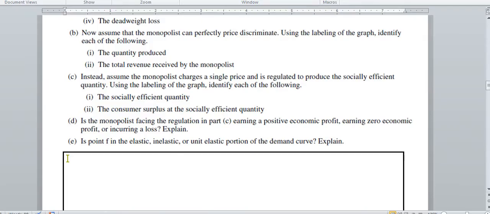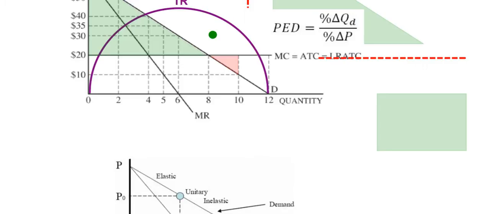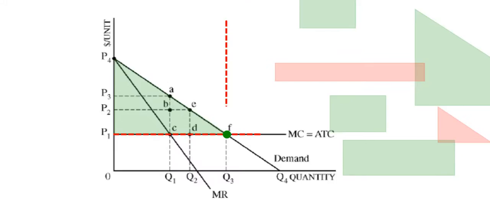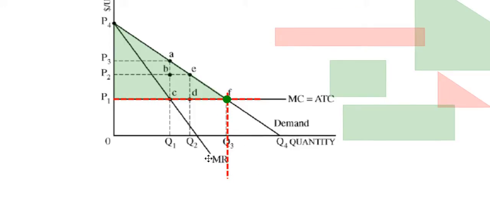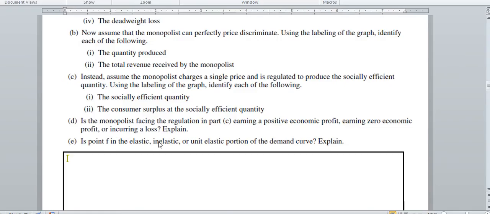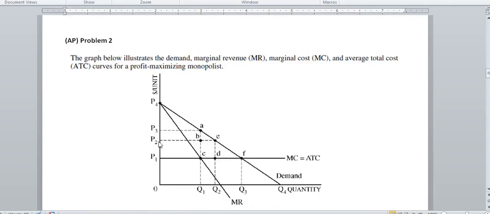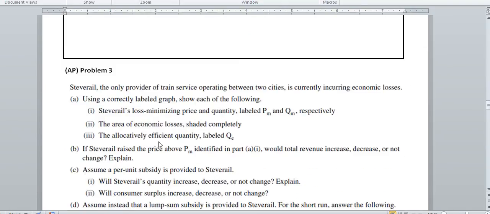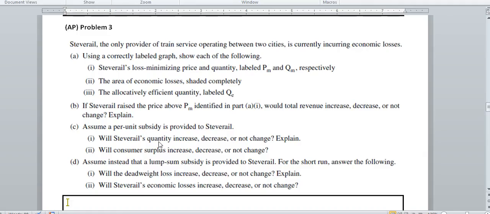And the reason would be that at this point, marginal revenue is way negative, which means total revenue is decreasing. Okay? And I believe that's everything for problem 2. I believe we're on problem 3 now. Okay, stay tuned for problem 3.